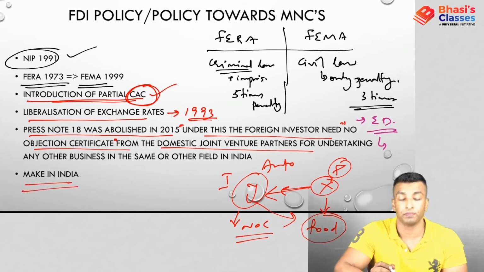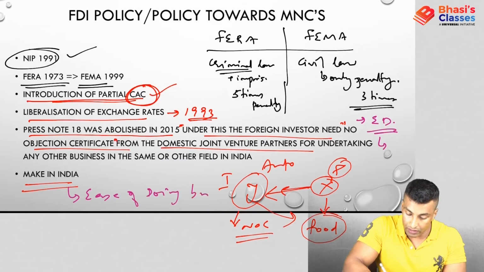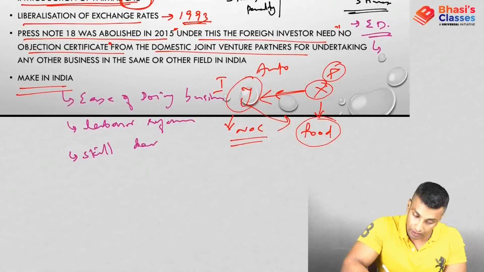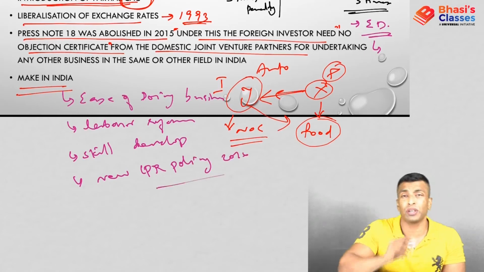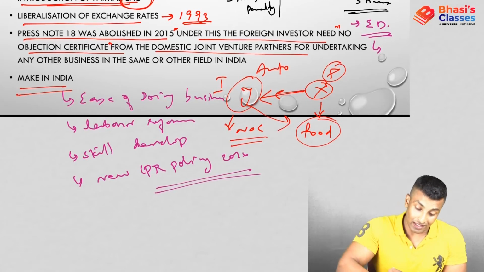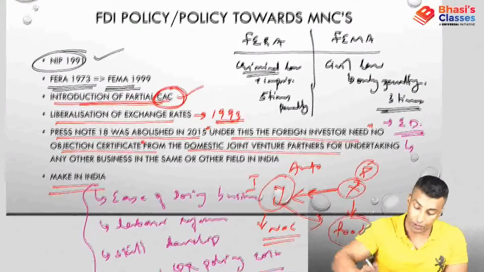Then you have Make in India. Under this you can talk about ease of doing business, labor reforms, skill development, and the New IPR policy 2016. Actually we are discussing everything separately in different modules. So under these different policies I have just mentioned these. So I hope you understood.